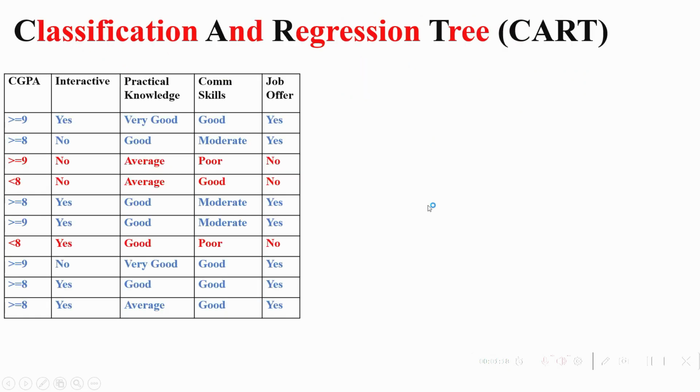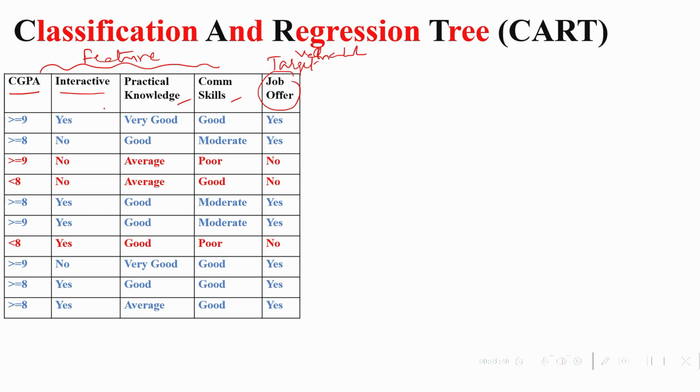Now here we are having some dataset. It contains four features: CGPA, interactiveness, practical knowledge, and communication skills, and job offer. Job offer is nothing but a target variable. These are called features and this is the corresponding target variable. So based on this information, we are going to construct the decision tree.